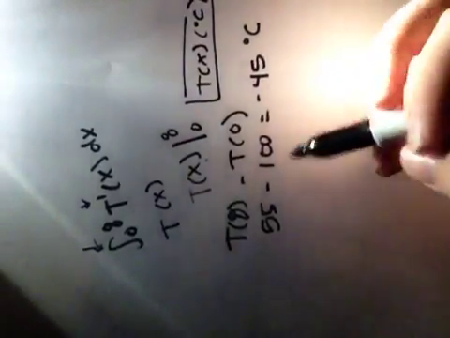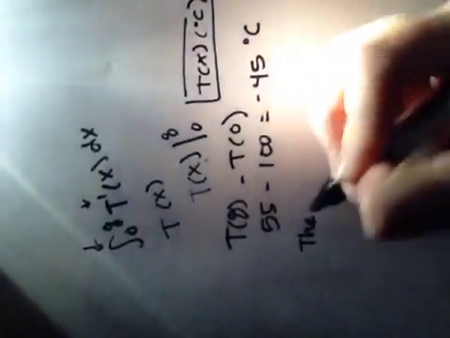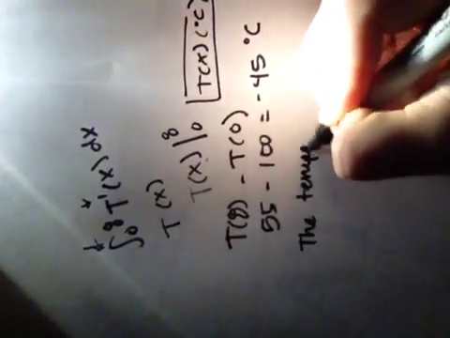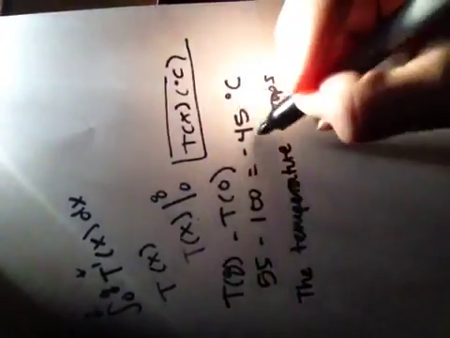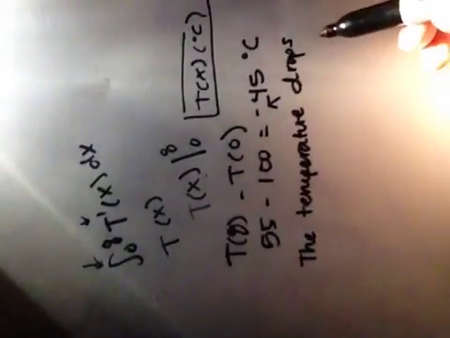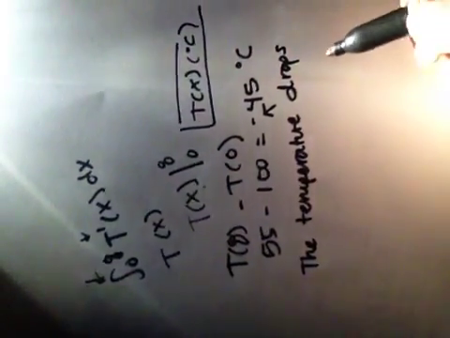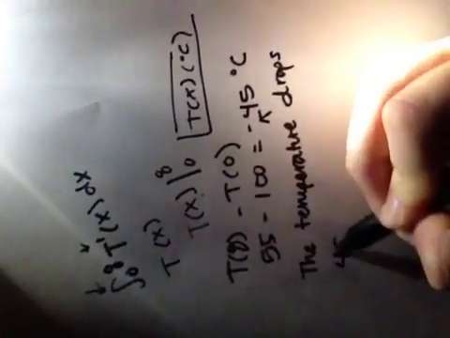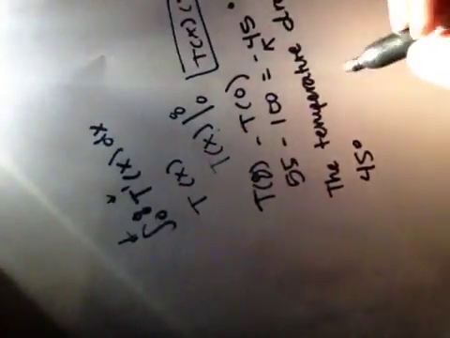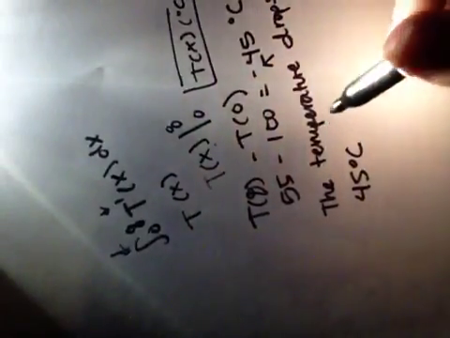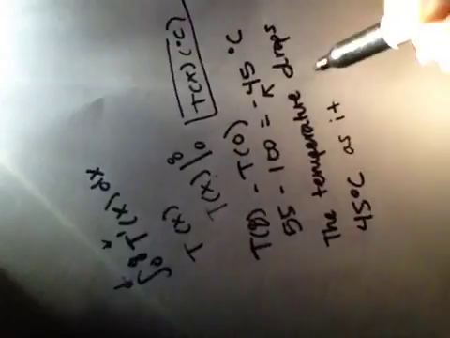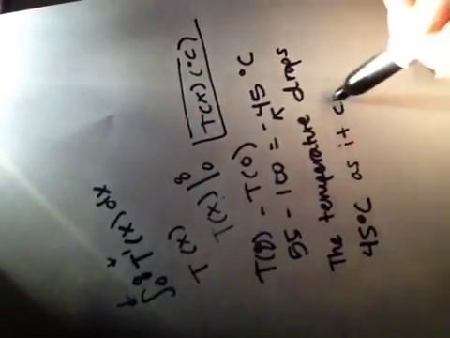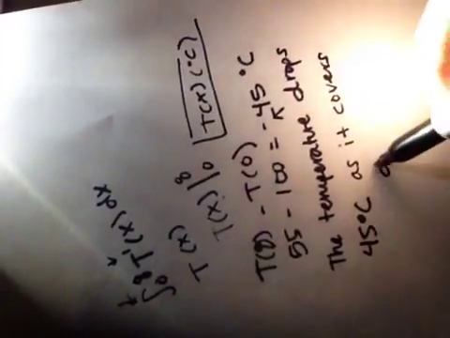And so this means that the temperature drops, and that's what the negative sign indicates, the drop. So it drops 45 degrees Celsius as it travels across, as it covers distance x.